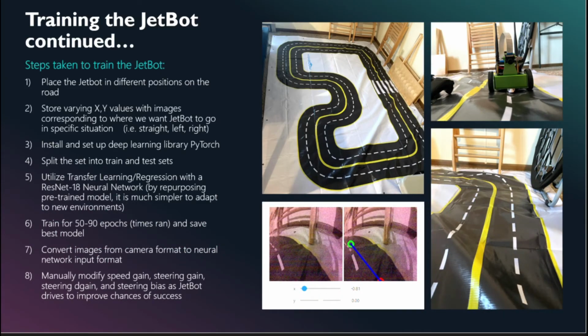So, training the Chatbot. I took 8 steps for each neural network. Step 1, I placed the Chatbot in different positions on the road. Step 2, store the varying X and Y values with images corresponding to where we want the Chatbot to go. For example, over here, I tell it to go left. Step 3, install and set up the libraries.